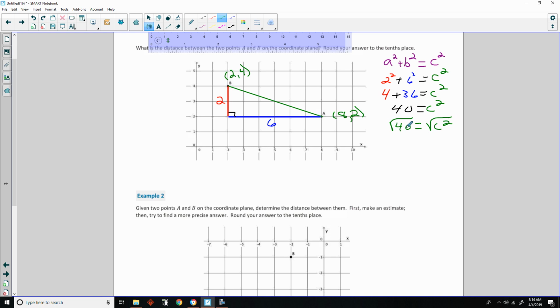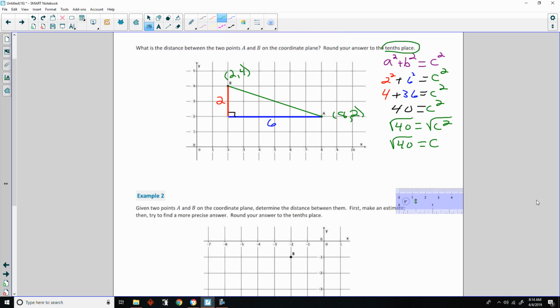So I have the square root of 40 is equal to the square root of C squared. In other words, the square root of 40 equals C. It says round your answer to the nearest tenth place.